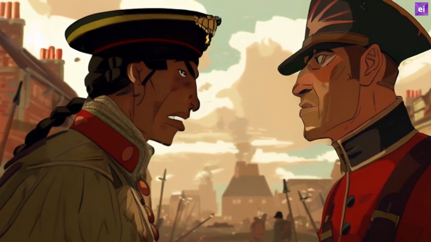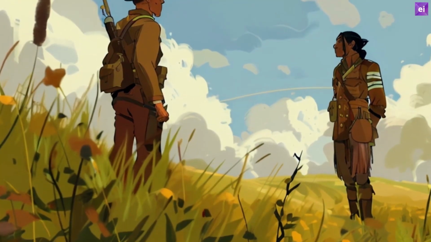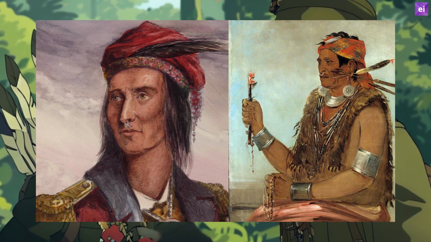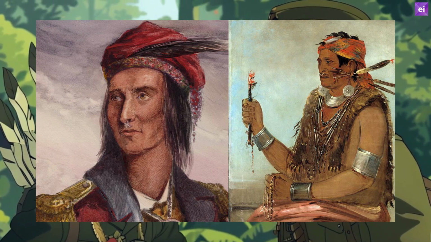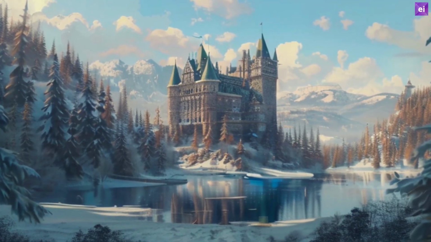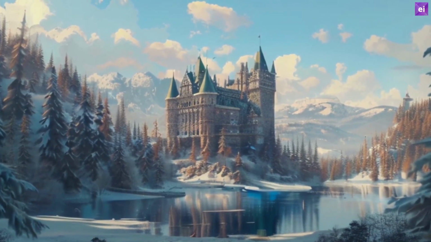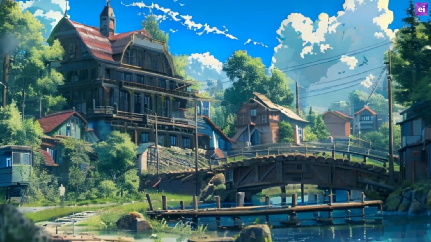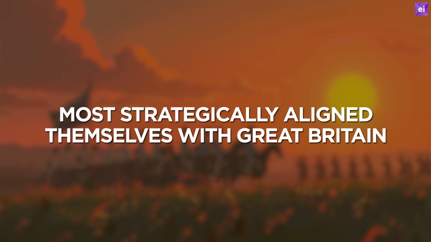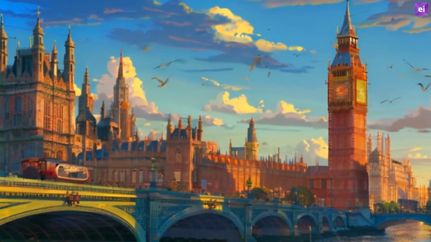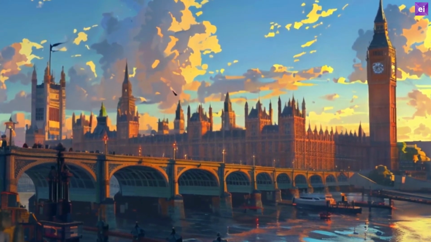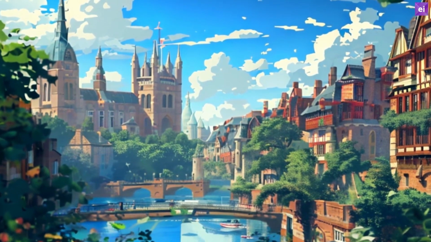Furthermore, Britain allied with Native American tribes in the Northwest Territory, led by Shawnee figures like Tenskwatawa and Tecumseh, to oppose U.S. expansion. This alliance aimed to halt westward U.S. expansion and safeguard British interests in Canada, while some branches of alliances, like the Iroquois Confederacy, sided with American forces. Most strategically aligned themselves with Great Britain. This decision was driven by the perception that the British were more inclined to respect traditional territories and trade, making them the preferred colonial ally.